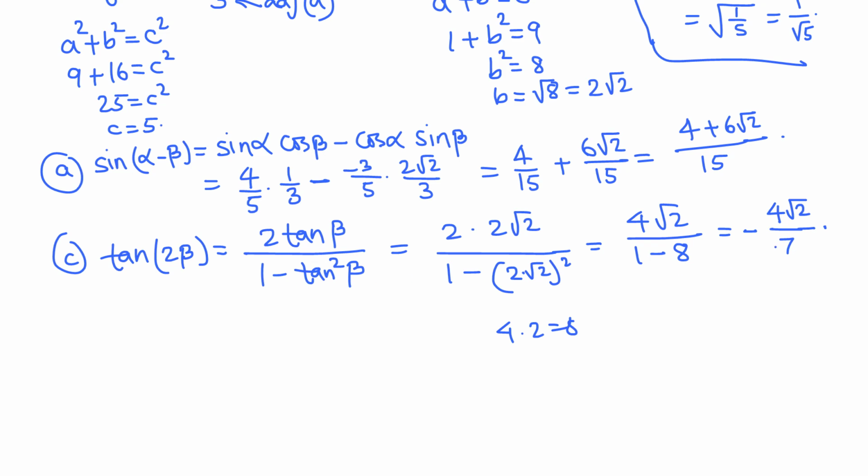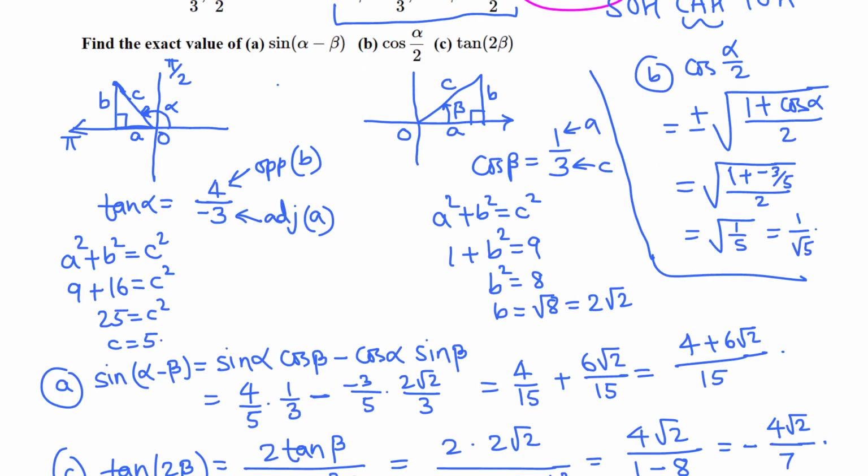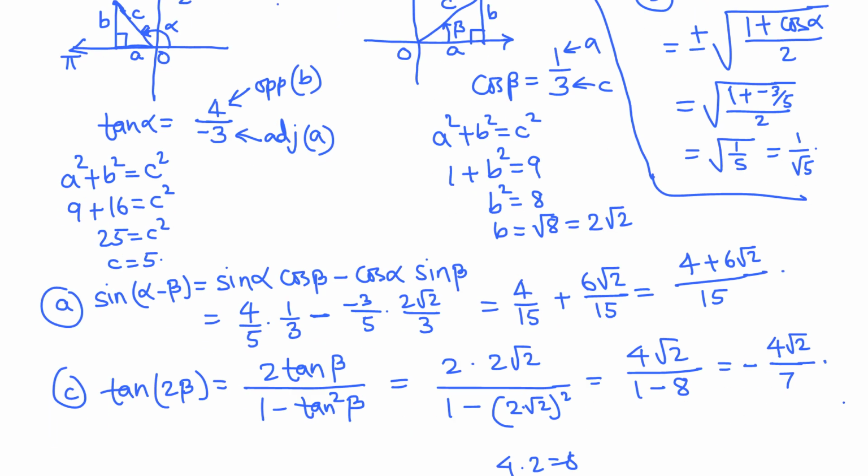Okay, we got negative, that makes sense, because beta is in the first quadrant. If we double, 2 beta means double, that is in the second quadrant. And in the second quadrant, only sine is positive. So this is tangent and it came out to be negative, and that makes sense.